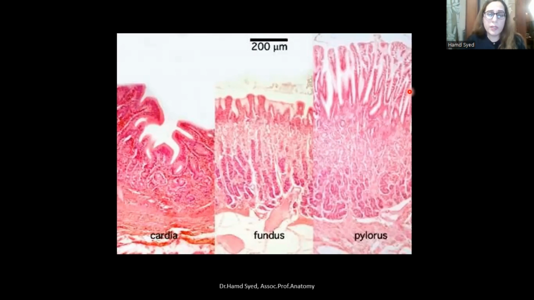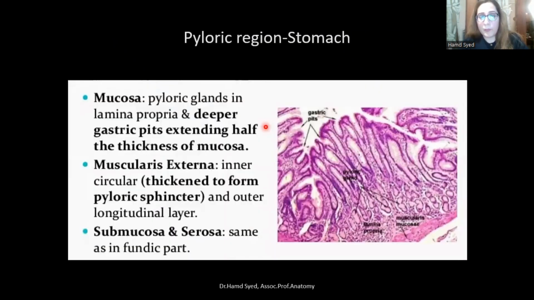So you can see over here where my laser pointer is, this is the pyloric region. Here, the depth of the gastric pit is more. And in the basal region of the gastric glands, you can see the increased quantity of coiling. And this is in comparison to the less or shallow gastric pits in the region of the fundus.